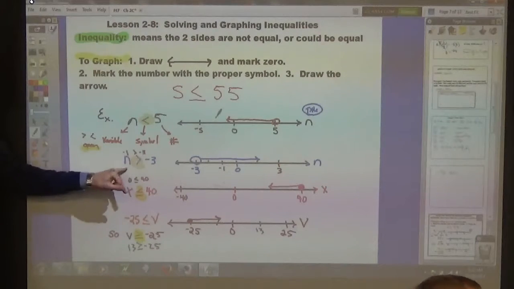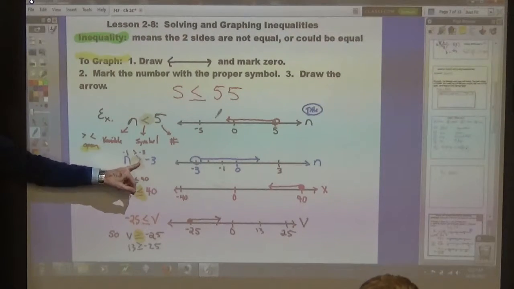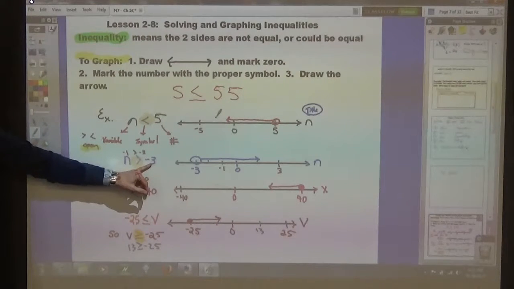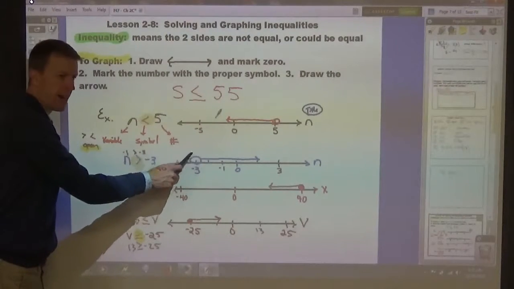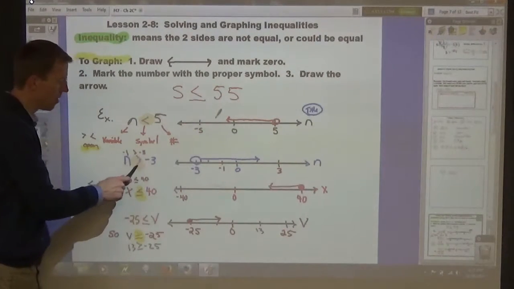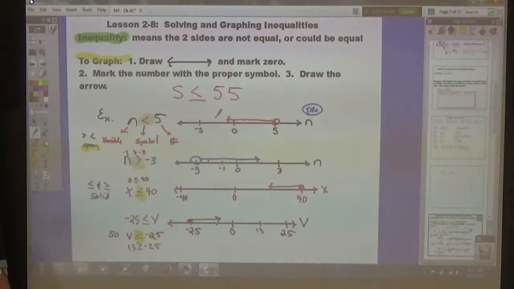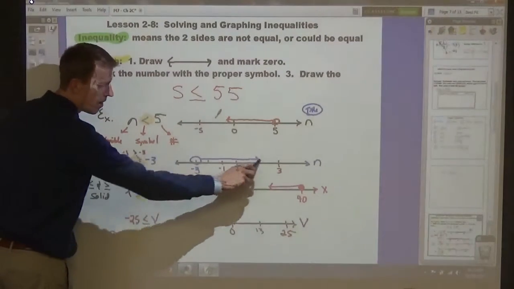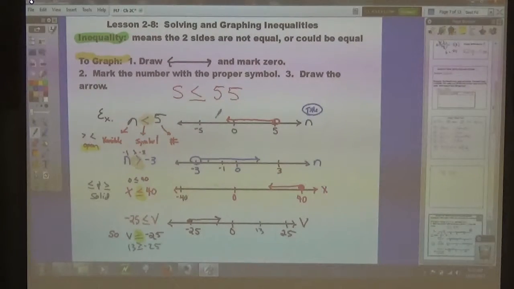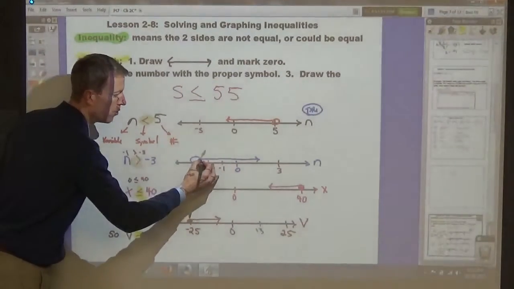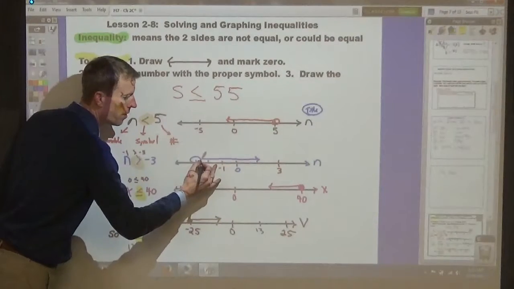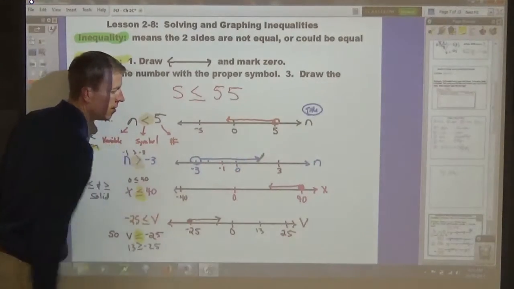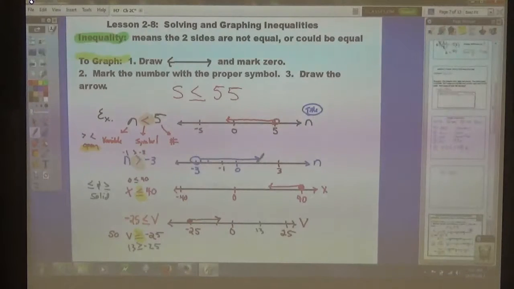Okay? Look at the second example. N is greater than negative 3. So you would mark negative 3 with an open dot because the symbol is just the greater than sign. And then it says n is greater than negative 3. So we shade everything to the right of negative 3, or you draw your line from the number, draw the line to the right of negative 3.